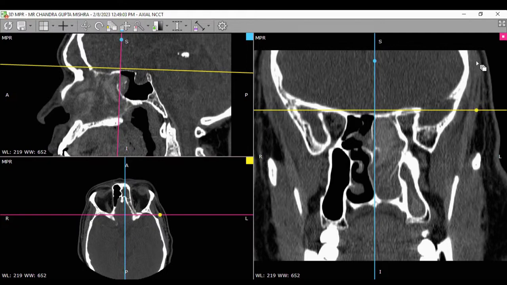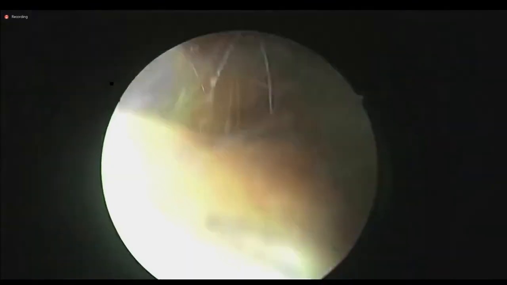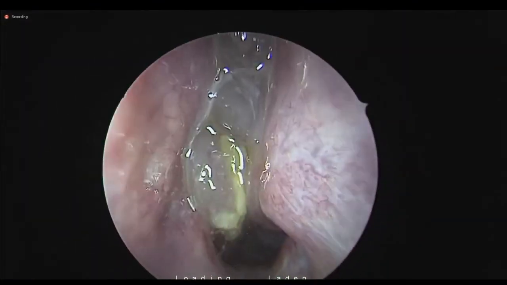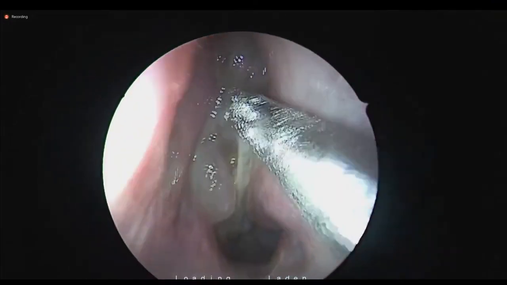So now we are switching to the surgical part. There are endoscopic pictures. As we discussed, I hope I am audible. Yes, sir. As we discussed, the pre-operative preparation is very, very important before surgery, and this has to be started a few days or weeks before surgery. Are you getting the endoscopic picture? Yes, sir.